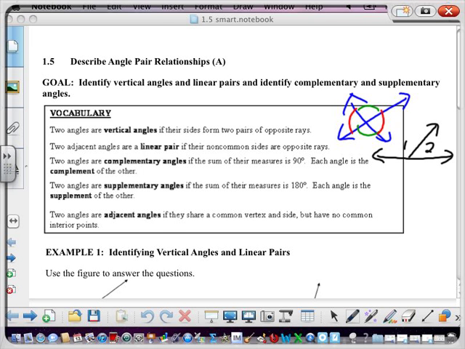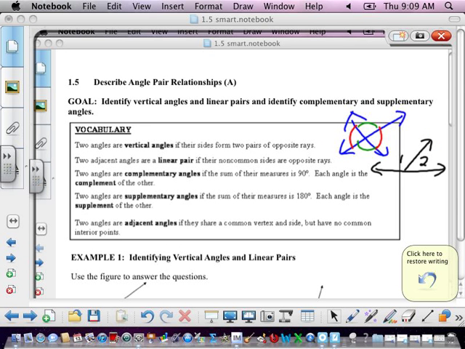Complementary angles add up to 90. Supplementary angles add up to 180. Two angles are adjacent if they are next to each other. Look, Josh and Colton are adjacent. Colton and Derek are opposite. Okay, it's really important to know the difference. Adjacent means next to.